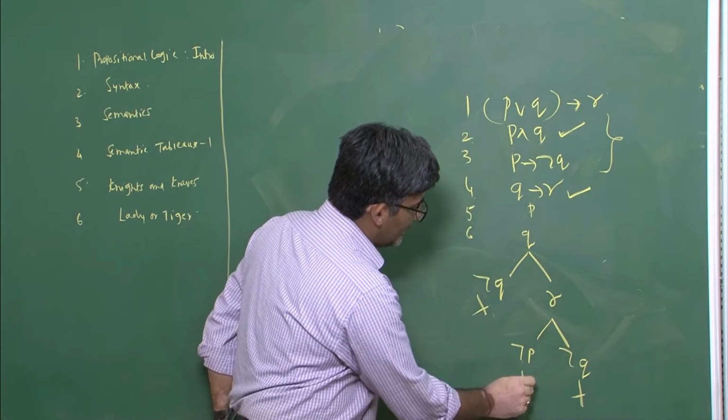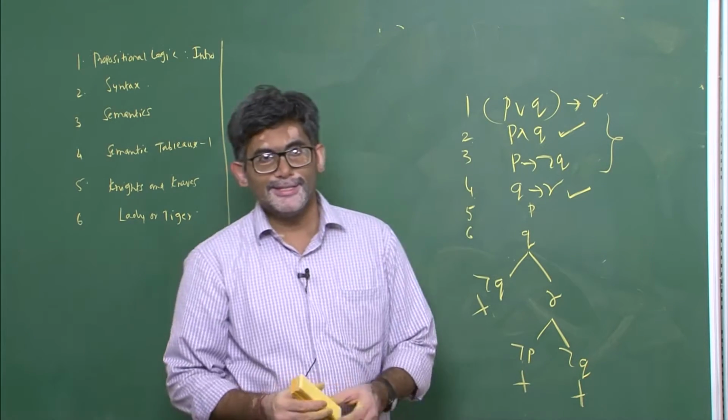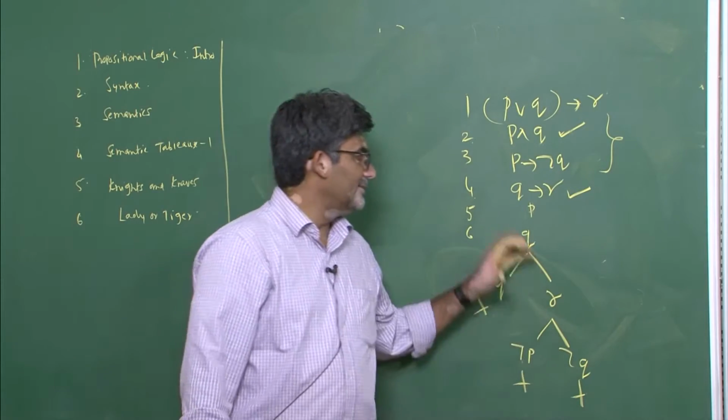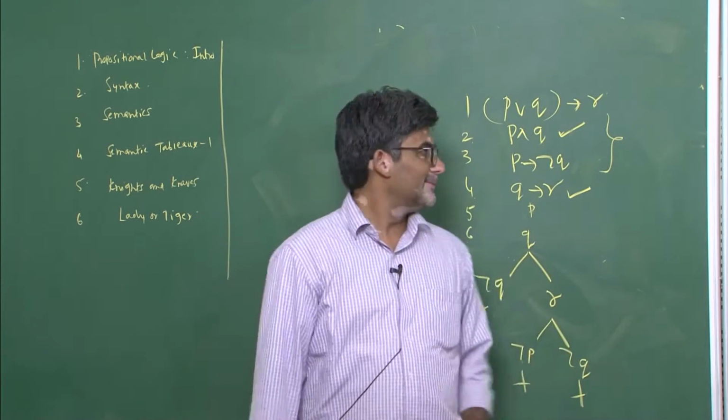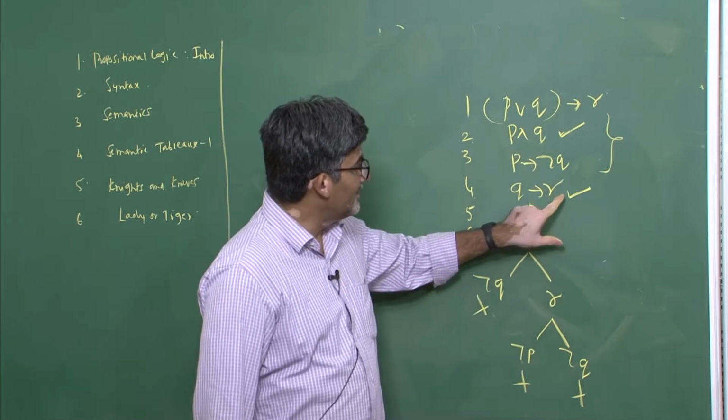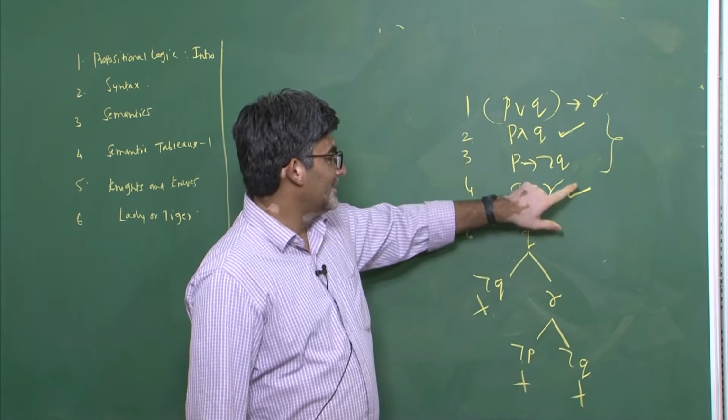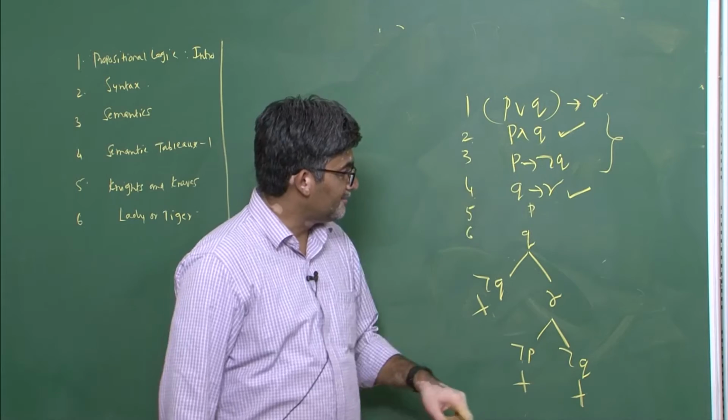And P and not P closes. So the idea here is that your proofs can become lengthier if you follow this one first, then followed by that you take this into consideration.